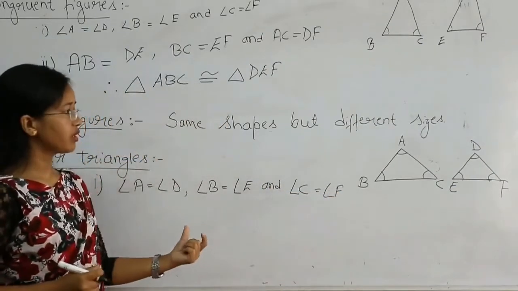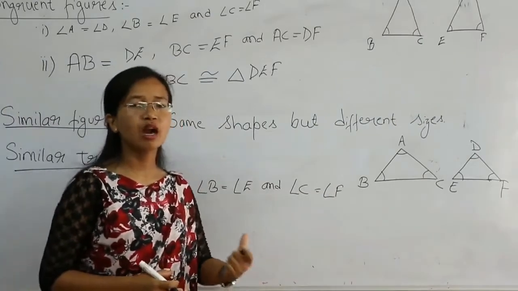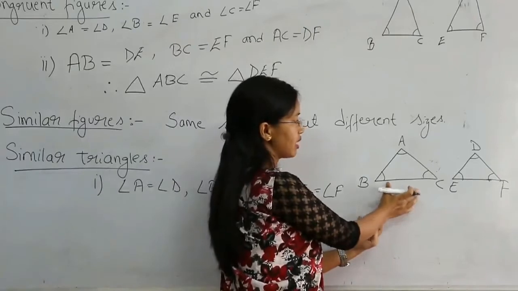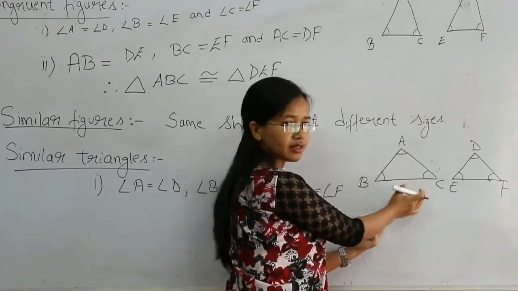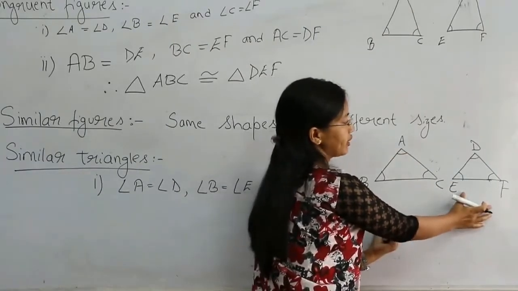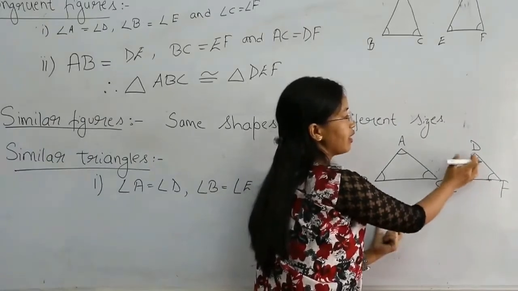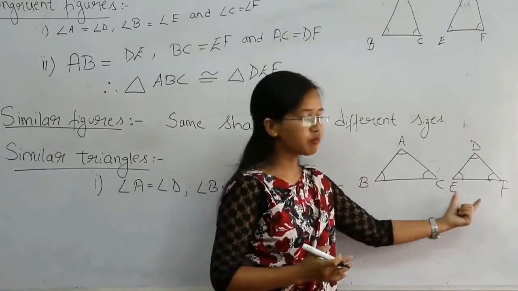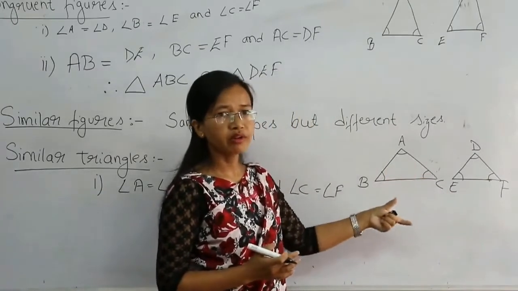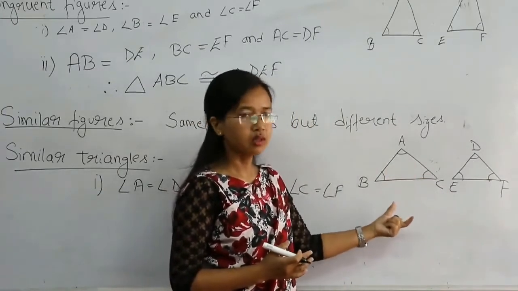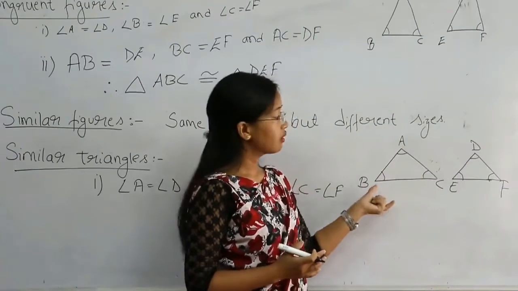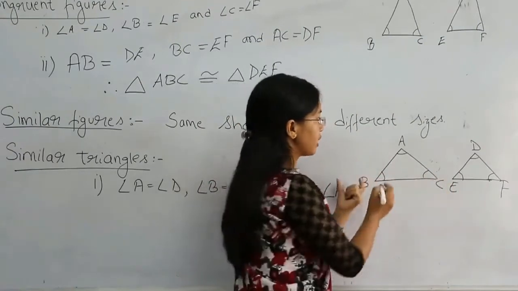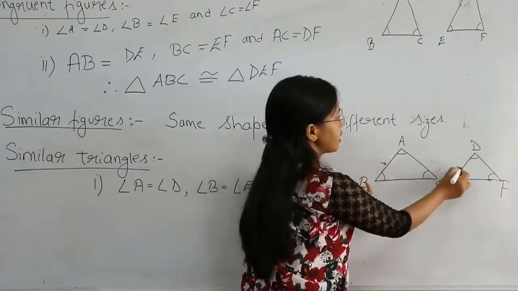And the next point is that their corresponding sides are proportional. Here the corresponding sides of triangle ABC are AB, BC and AC. Corresponding sides of triangle DEF are DE, EF and DF. When we say their corresponding sides are proportional, it means the ratio of their corresponding sides are equal. Their sizes are not equal, but the ratio of their corresponding sides are equal. So here side AB corresponds with the side DE.